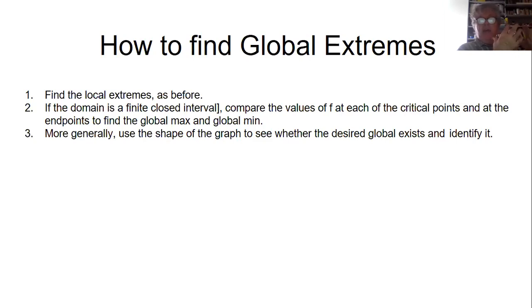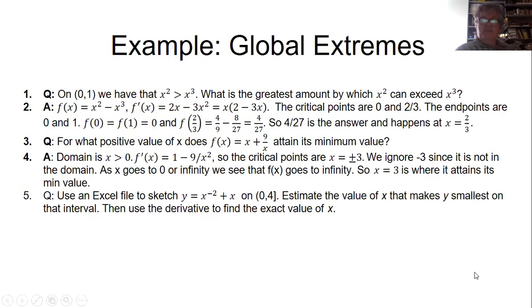More generally, if you haven't got a finite closed interval, you're going to have to use the shape of the graph to see whether the desired global max or min exists and identify it. Right? So if it's an open interval, you have to think about, well, what is the behavior of the function as x goes towards that endpoint? Or what happens as x goes to infinity? Okay, so let's have a look at some examples of that.